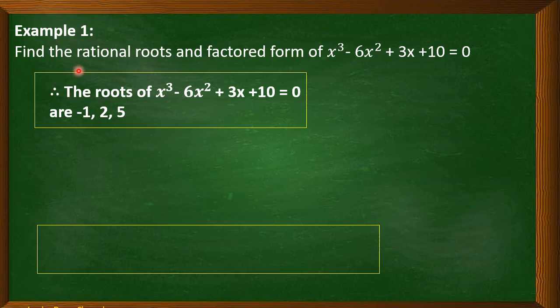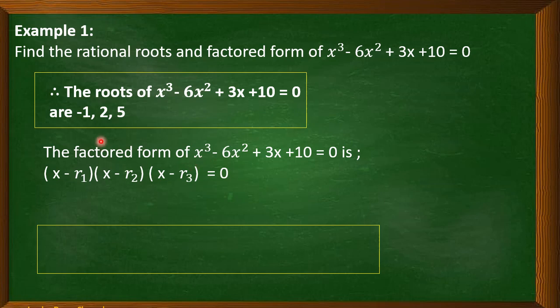Now, since we are also tasked to find the factored form of x cubed minus 6x squared plus 3x plus 10 equals 0, we'll just connect this one. We already have the roots. So, it is quantity of x minus r sub 1 times quantity of x minus r sub 2 times quantity of x minus r sub 3, or times quantity of x minus r sub 4, and so on if you still have another root. But this time we have up to 3 only.